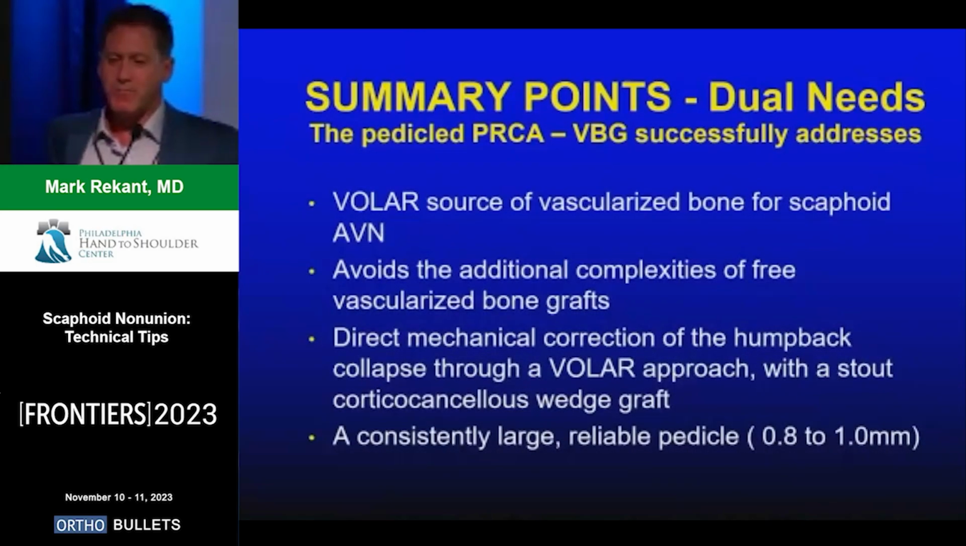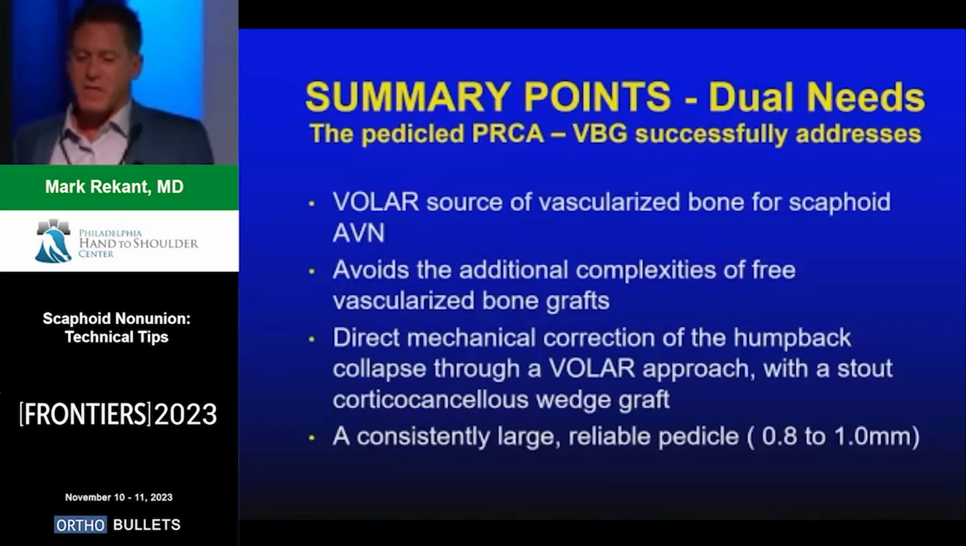So in summary, you can use the volar side of the distal radius for graft if you need to. I think it's a little bit simpler than doing that 1,2 ICSRA graft, which really is a big hit. Avoids the extra complexities of other grafts. And again, really the key is just making sure that you have reduction and stabilization.